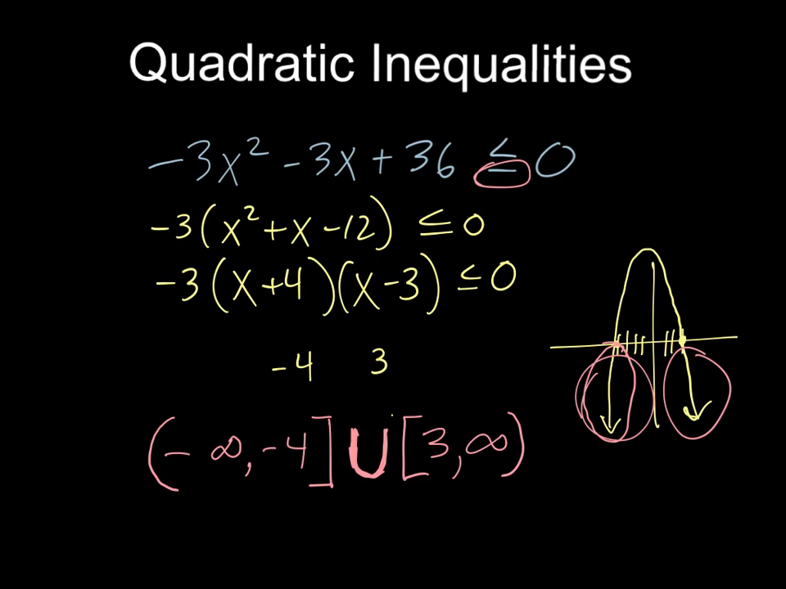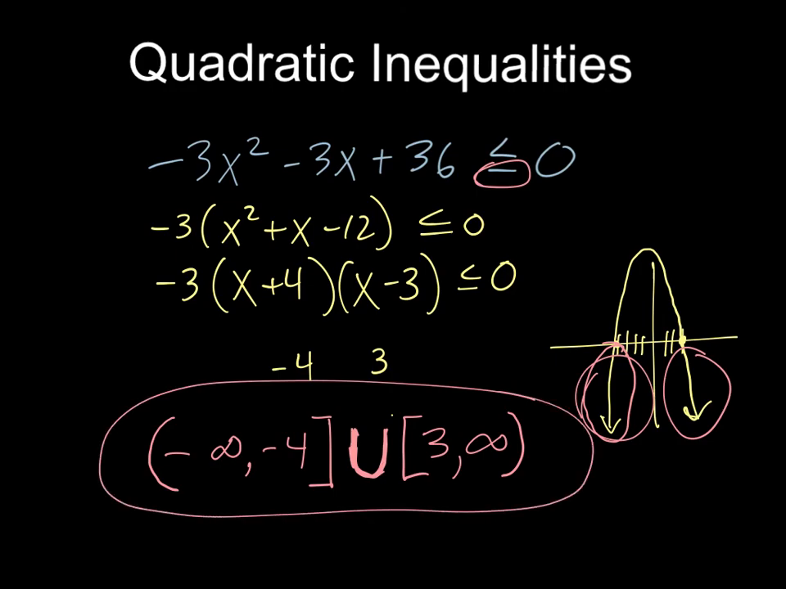Square, then round. All right, so to solve this quadratic inequality, same as the last one, find the zeros, think about the shape, up or down opening, decide whether you want to include with those square brackets or not, and write your answer in interval notation. And that's it for quadratic inequalities.